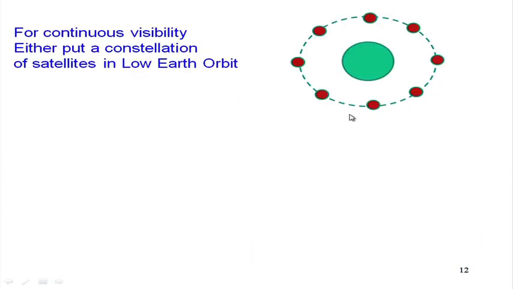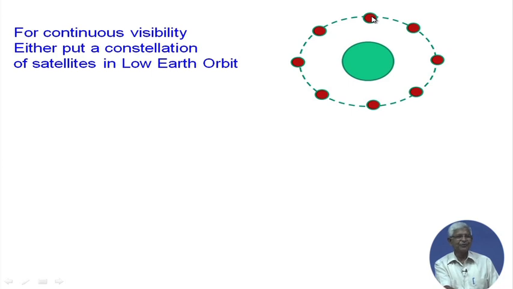There are possibilities. One simple possibility is shown here: let us put a constellation of satellites, a large number of satellites at low Earth orbit, so that if one satellite goes out of visibility, the second satellite will come. If that goes out of visibility, the third satellite is coming. But then there is that handover, takeover mechanism, and a lot of other complications, but still some repeaters in the sky are available to support your communication. This is one way. There is another way.